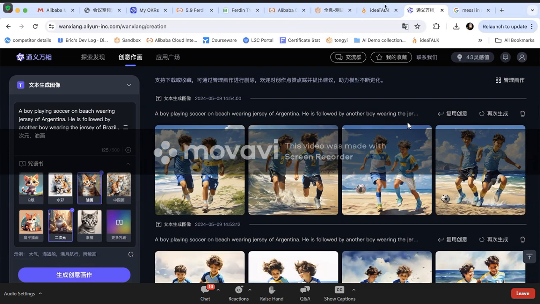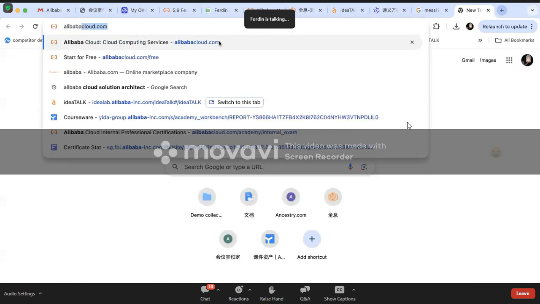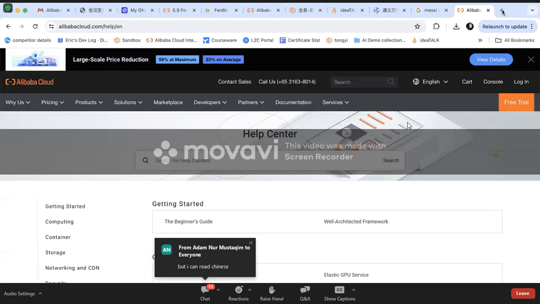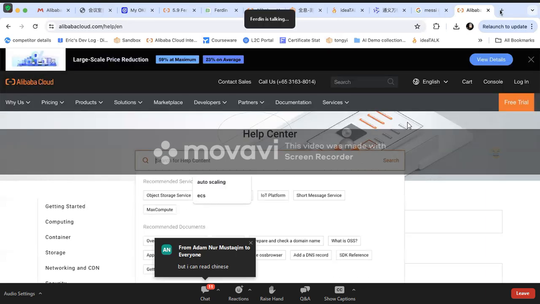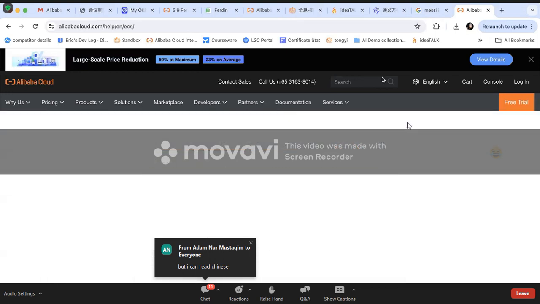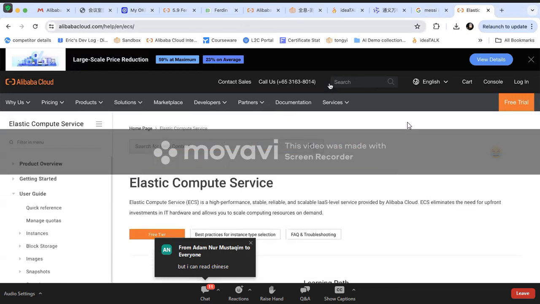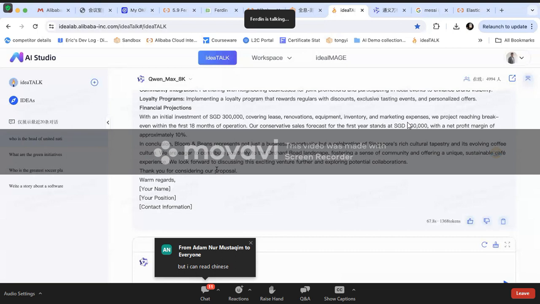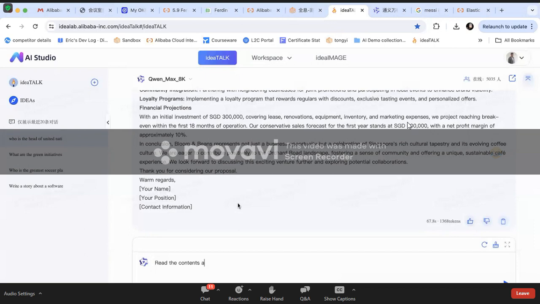You can do it like for example, let's say we have Alibaba product and then I go to the documentation and then I choose ECS. So I go to Elastic Compute Service. So I just copy this link and go to the read the contents about elastic compute service.